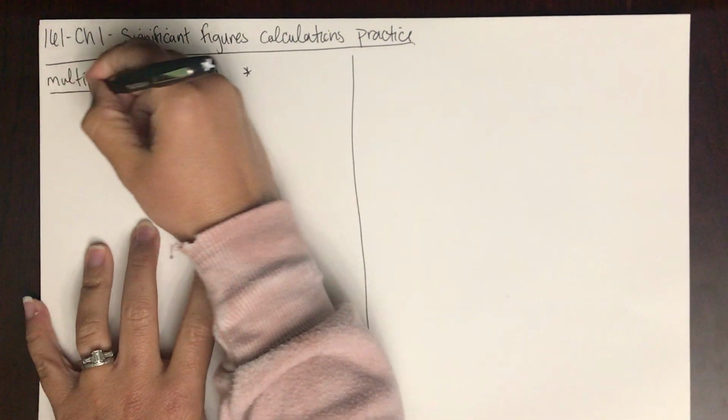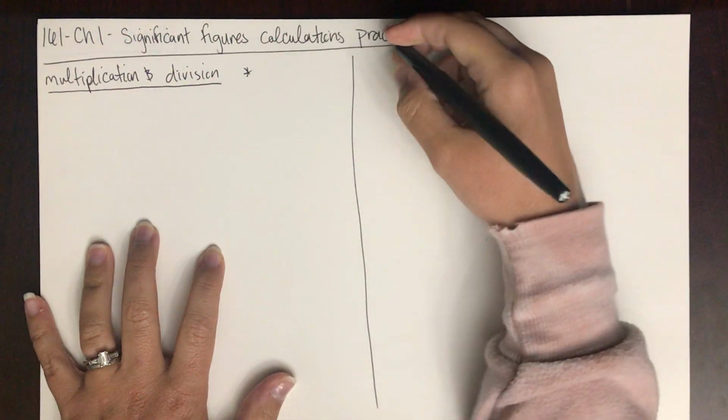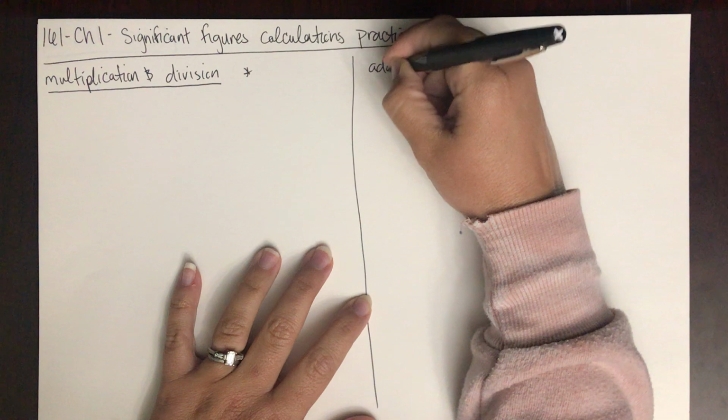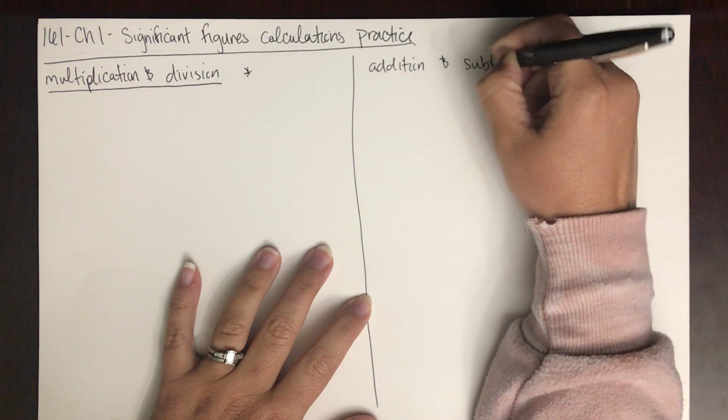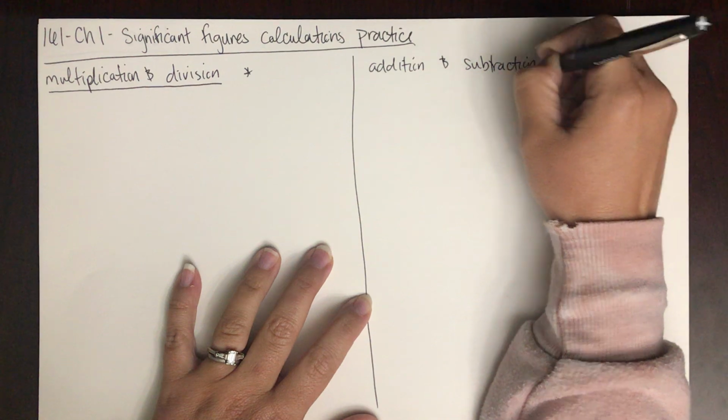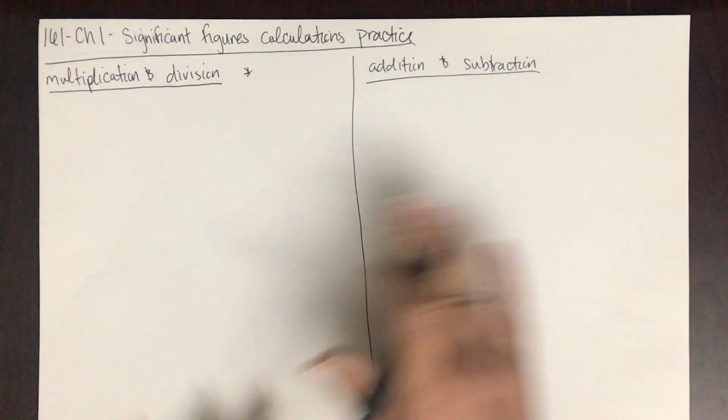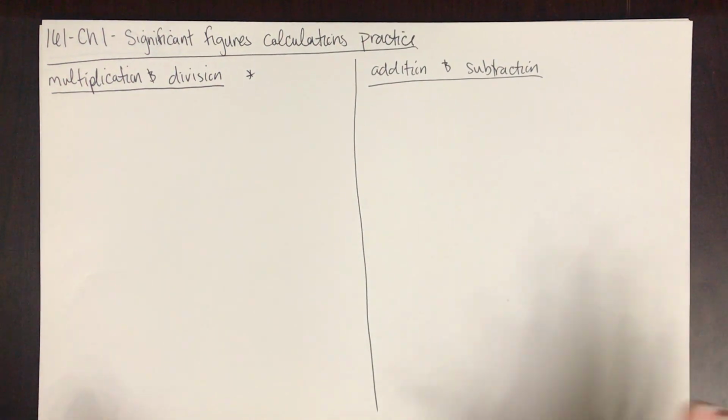The other set of rules are for when you are doing addition and subtraction. We will use this, but much less frequently. So let's look at the rules.